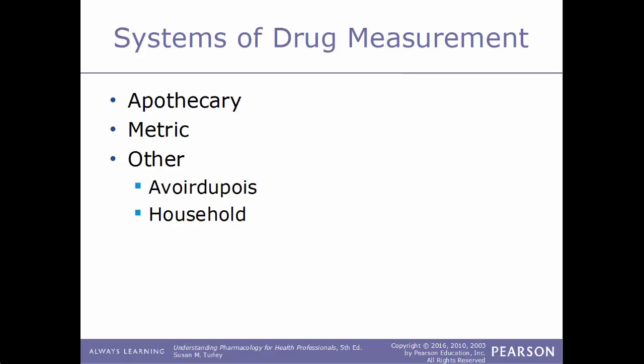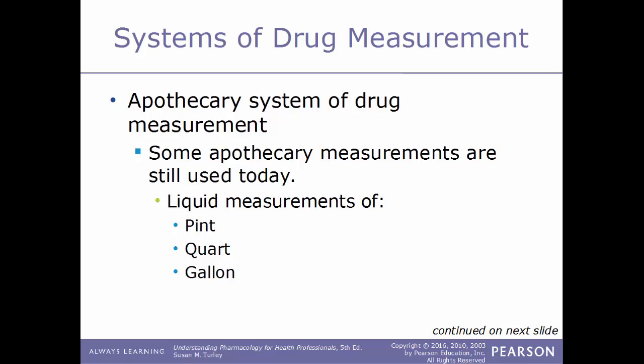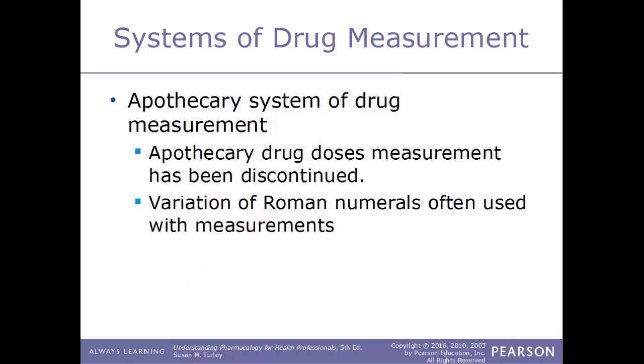We have apothecary, there's metric, and then there's other types of systems, avoirdupois, and household systems. Our first system we'll talk about is the apothecary system. Now, some of these apothecary measurements are still used today. These include liquid measurements such as a pint and quart and gallon. But other units that were used in this system would be grains and scruples and drams. Now, this system of drug doses for measurements has been discontinued. And the system also used a variation of Roman numerals with their measurements.